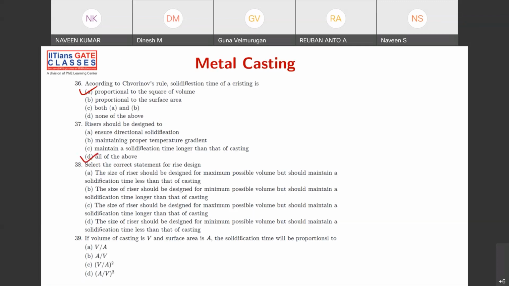It has to satisfy all these three options. Why? Of course, the riser ensures directional solidification, because as it is getting solidified, you are providing metal. It will ensure directional solidification. It maintains a proper temperature gradient, because of proper temperature gradients only directional solidification is happening. Next, it maintains a solidification time longer than freezing time. Obviously, that is also true. So the answer is D. 38th one. What is the answer for the 38th one?